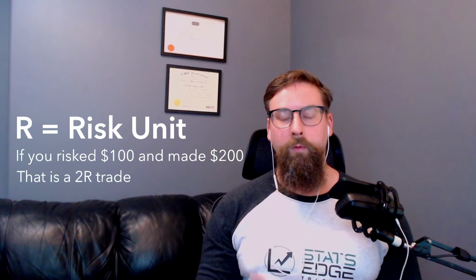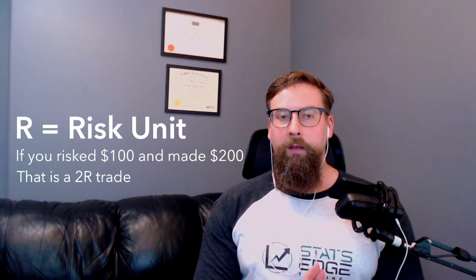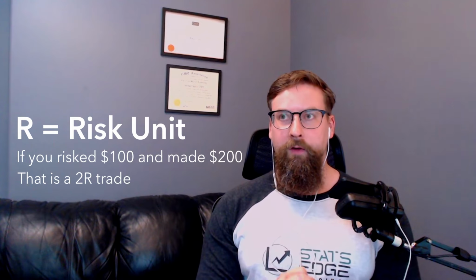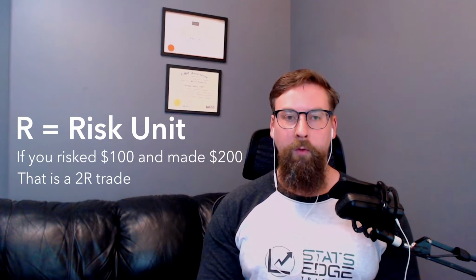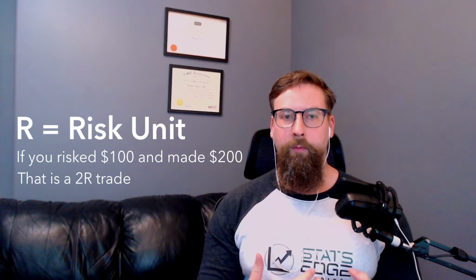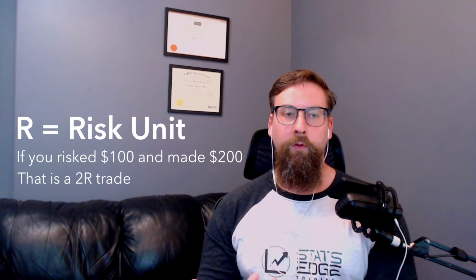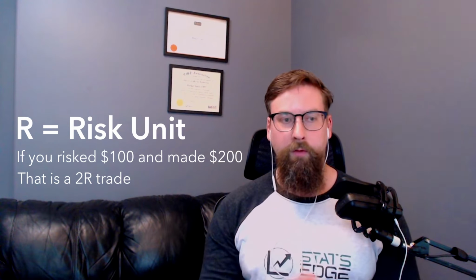So, R. When traders talk about R, it's a simple calculation that defines the risk versus the reward on a trade. This is how we talk about what we're risking versus what we're making. So let's just start with a simple example. Let's say someone makes 200 bucks on a trade. They come to you and say, "Hey, I made $200 on a trade."